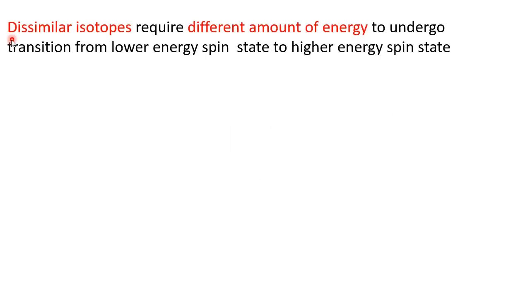Today we'll be talking about chemical shift and shielding, in continuation of the NMR videos we have seen earlier. We have seen that dissimilar isotopes require different amounts of energy to undergo transition from the lower energy spin state to the higher energy spin state. This is because the precessional frequency is dependent upon the magnetogyric ratio and the applied magnetic field. If the magnetogyric ratio is different, then the precessional frequency would be different.